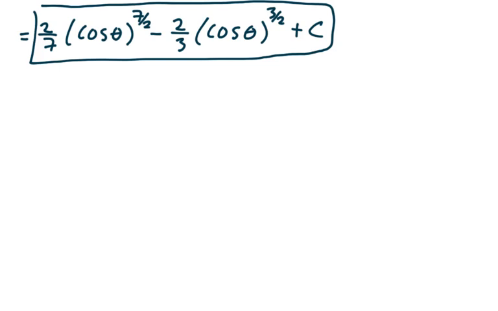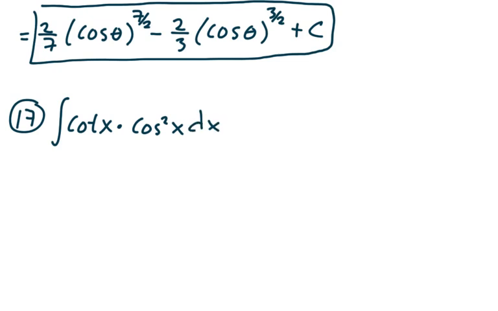Let's take a look at problem number 17. So on 17, we have the following. We have the integral of cotangent x times cosine squared x dx.